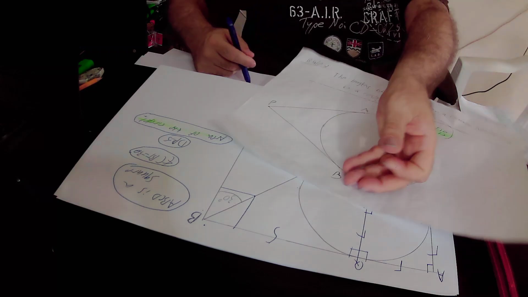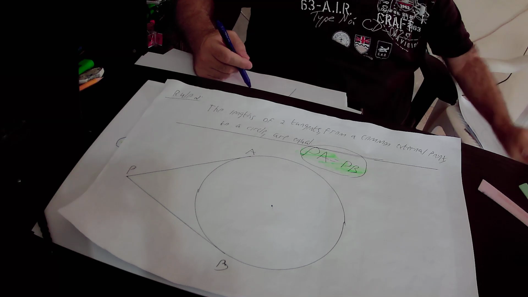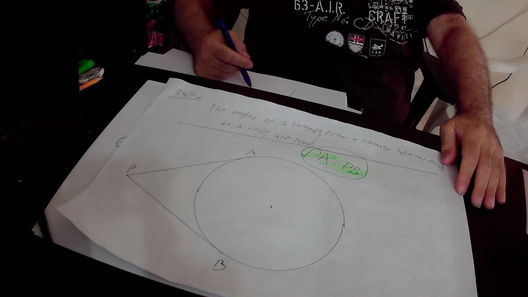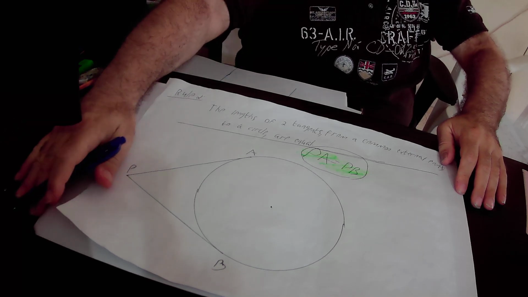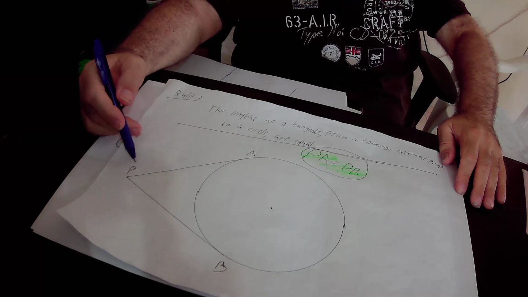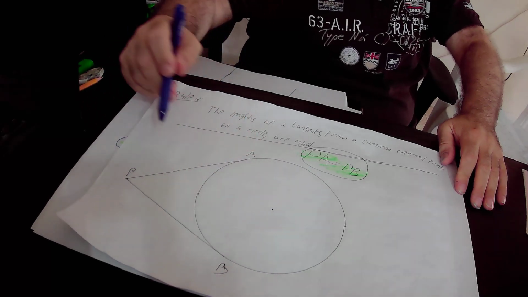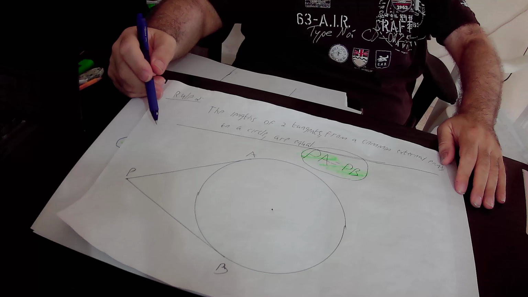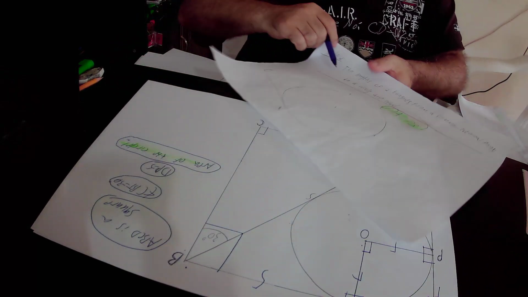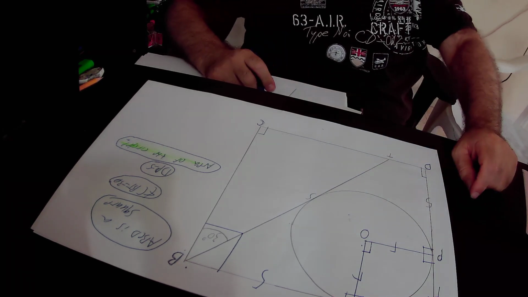According to rule number 2, the lengths of two tangents from a common external point to a circle are equal. So here we have the common external point P. From the common external point P, we have two tangents to the circle, tangent PA and tangent PB, and according to rule number 2, they are equal to each other. That is to say, PA equals PB. You can implement rule number 2 in our drawing.